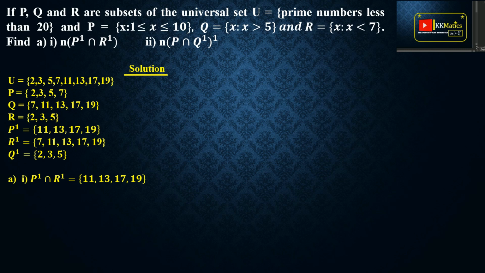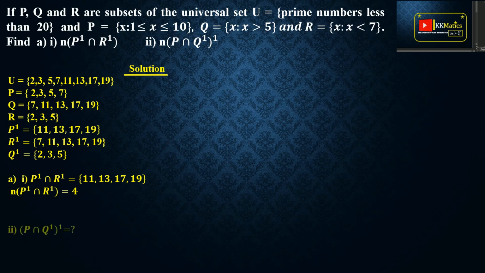In considering this, we just have to compare P complement and R complement. What are the common things between them? That's 11, 13, 17, and 19, and that's what we've written there. So the next thing is straightforward. We want to find the number of elements in P complement intersection R complement, and that's 4, because if you count the number of elements in this set, it's 1, 2, 3, 4. That's what we've written there.